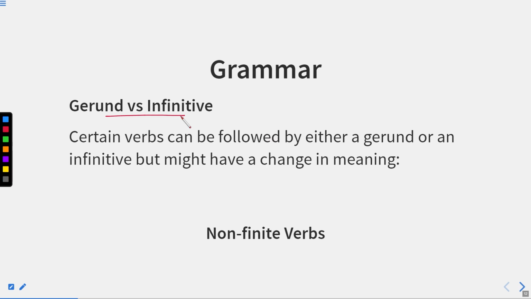Gerund versus infinitive. Now we'll get the difference between gerund and infinitive. One more thing is there. In our earlier session, in the part of infinitives, I told you the difference between gerund and infinitive. Now again, here I'm just going to make you revise that particular point. Certain verbs can be followed by either a gerund or an infinitive, but might have a change in meaning. Now there are some verbs after which we can have both, whether it is a gerund or infinitive, but both the structures of the sentence will differ in their meaning.